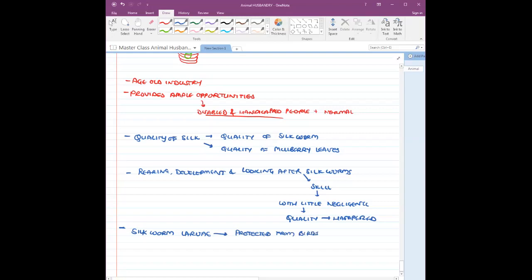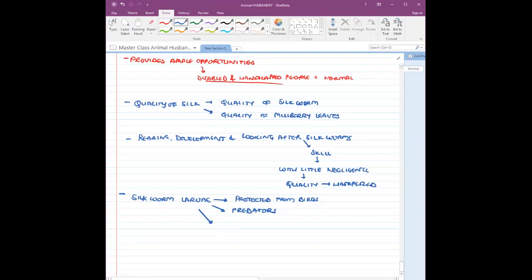Apart from that, these also need to be protected from other predators. Along with this, guys, we need to protect them from diseases also. For example, we have some protozoan and fungal diseases. So, from protozoan, fungal and viral diseases as well, which affect their health, and then they start dying early in life.